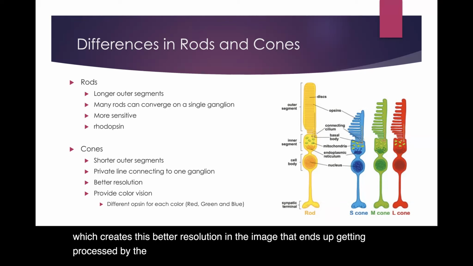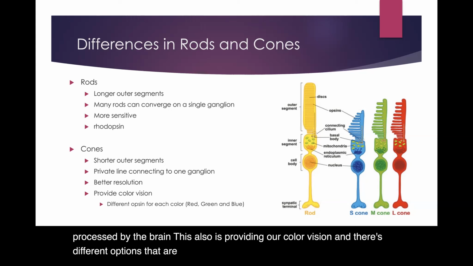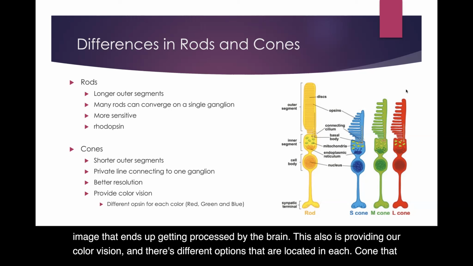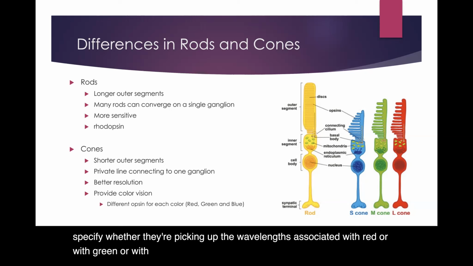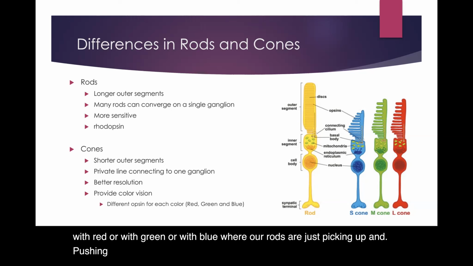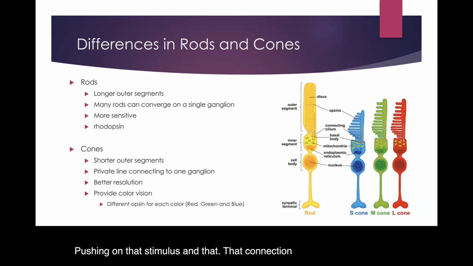This also is providing our color vision, and there are different opsins located in each cone that specify whether they're picking up the wavelengths associated with red or with green or with blue, where our rods are just picking up and pushing on that stimulus and that connection, and it's seeing gray.